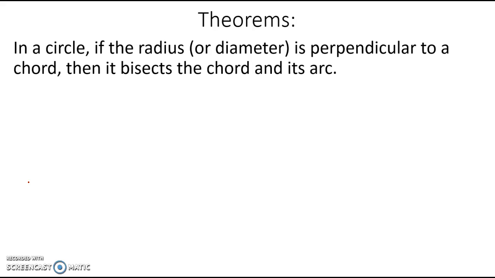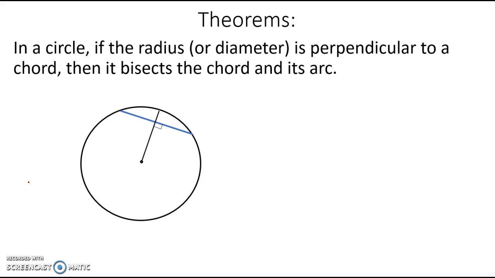The next theorem says that in a circle, if the radius or diameter is perpendicular to a chord, then it also bisects the chord and its arc. So what that means is if we have a circle with a radius drawn in, it could be a diameter. Here's a radius. I know it's a radius because it goes through the center and touches the edge of the circle. And it's perpendicular to any chord. So we just happen to have this blue chord here. It could be any chord anywhere on that circle. If it's perpendicular, then what happens is those two segments have been bisected, and also this arc is equal to this arc.